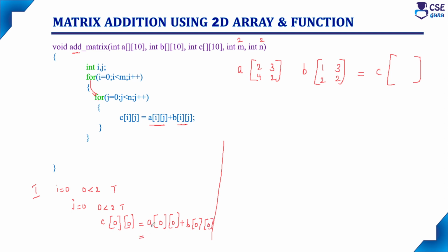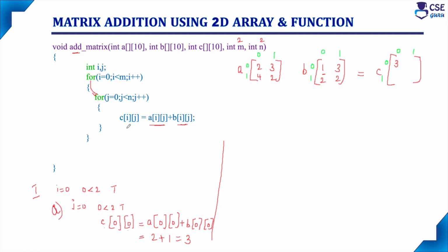So, in A of 0, 0 location, this is 0, 1 and this is 0, 1. This is the row and this is the column. Similarly, 0, 1. So in A of 0, comma 0, what is the value? 2 plus B of 0, comma 0, what is the value? 1. So we will get 3. So in C of 0, comma 0, value 3 will be stored. Okay. So this is the first iteration of J.